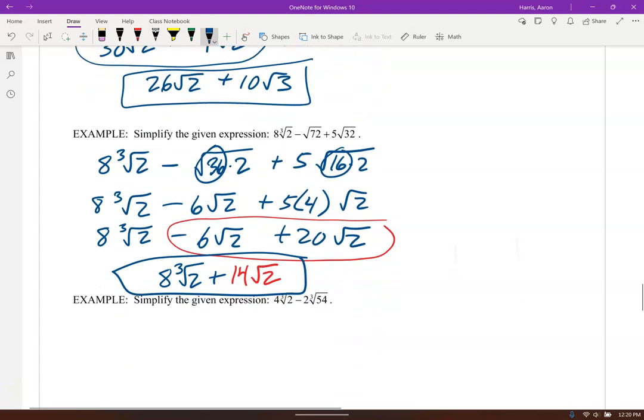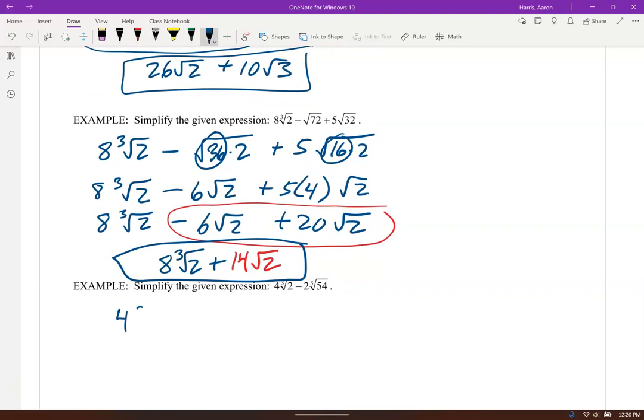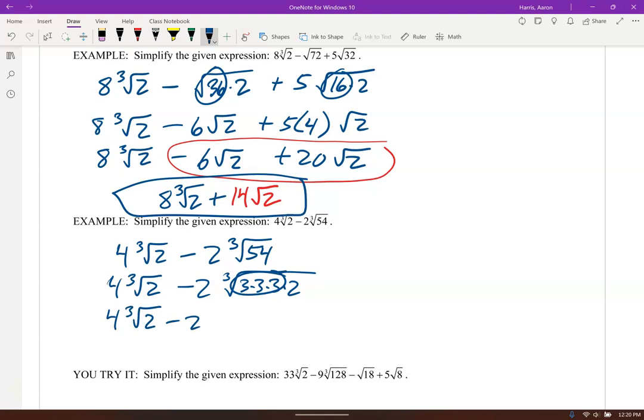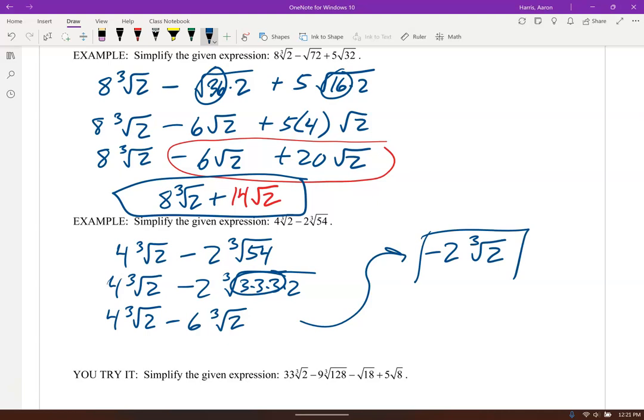Okay, this one is 4 third root of 2 minus 2 third root of 54. So let's break down the 54. 54 is 27 and 2. Well, 27 is 3, 3, 3. So there's 3 of a kind. So I have 4 third root of 2 minus 2 times the 3 that comes out. So minus 6 third root of 2. And notice they're both third root of 2. So 4 third root of 2 minus 6 third root of 2. 4 minus 6 is negative 2 third root of 2.